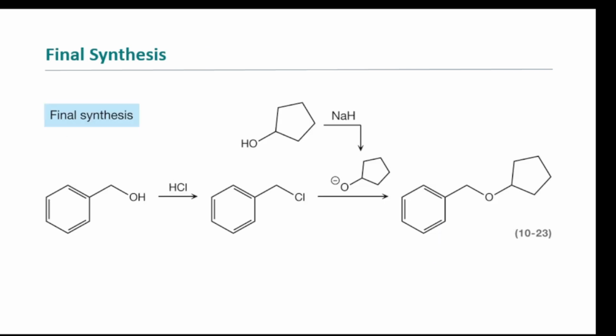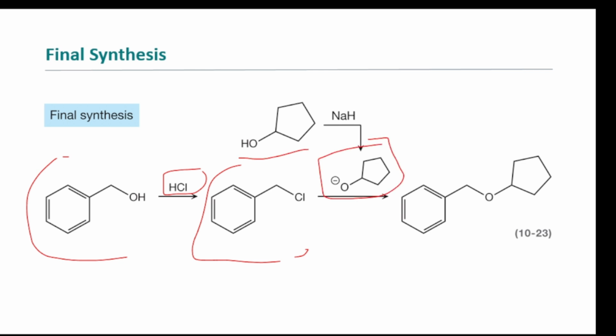Okay, so this is what the final synthesis would look like if we don't just freely have everything available. Okay, so here we have that benzene alcohol right there. We're using HCl to generate the chloride. And then we're going to use the NaH to take the alcohol right there and generate the alkoxide. We'll have those together then. This is then going to do that SN2 attack, right? And that's going to give us our final product. And so that would be a full synthesis for this.